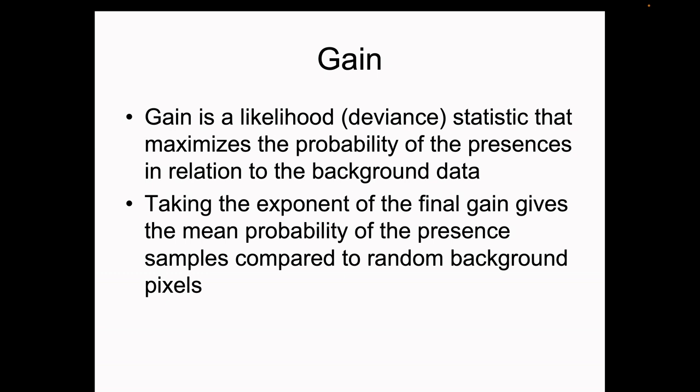Gain. Gain is a statistic that maximizes the probability of presences in relation to the background data, where taking the exponent of the gain gives the mean probability of present samples compared to pseudo-absences. And we'll do an example of this in class. But gain is another way to assess model fit that you will use quite often if you're doing species distribution modeling.